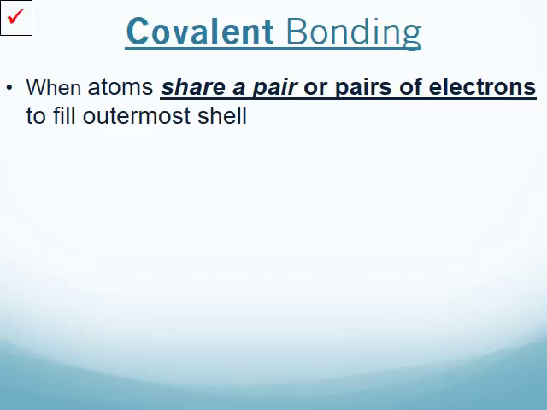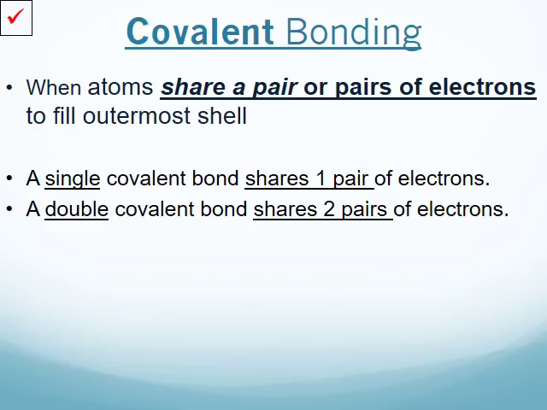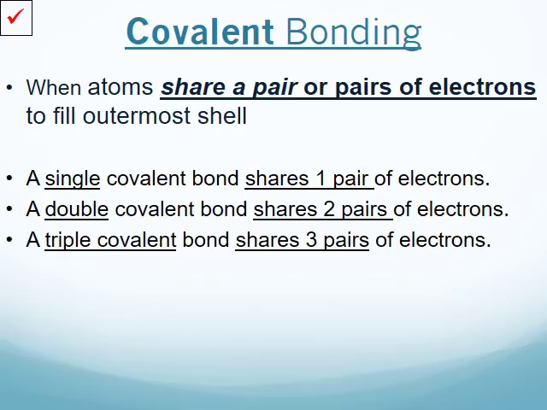The next type is covalent bonding. Covalent bonding is when atoms share a pair or pairs of electrons in the outermost shell, so they're meeting the requirements of both. A single covalent bond shares one pair of electrons, a double shares two, and a triple will share three pairs of electrons, or six total.